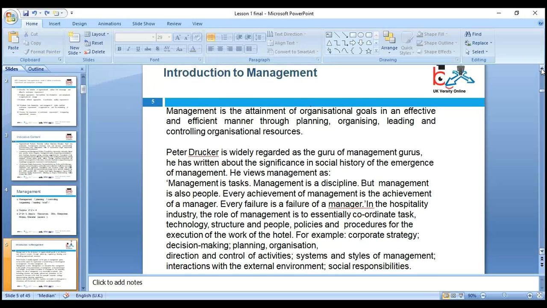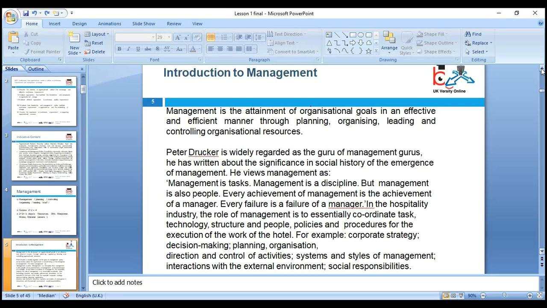Next, the management definition we said earlier as well. Management is the achievement of organization objectives in an effective and efficient manner through planning, organizing, leading, and controlling organization resources. One of the great scholars, Peter Drucker, mentioned his views about management in one of his books. Management is a task. Management is a discipline. If we have discipline, we are a manager. Yes, we manage. But management is also people.